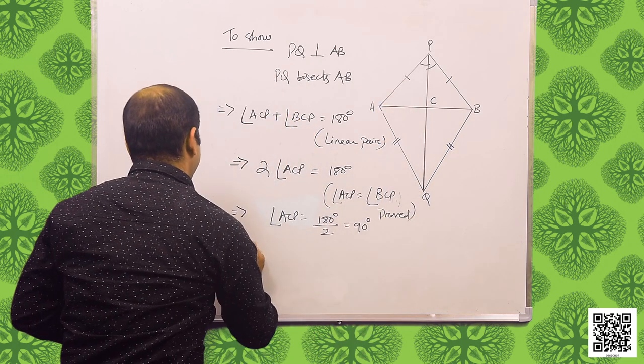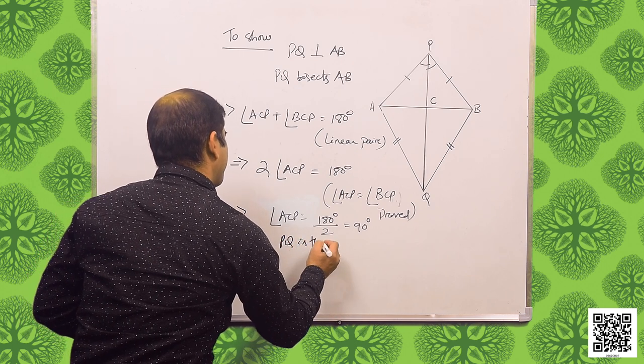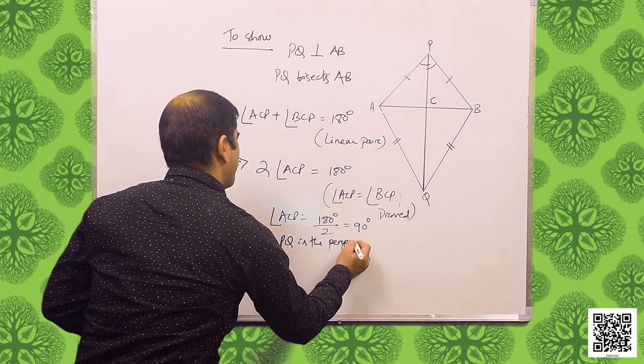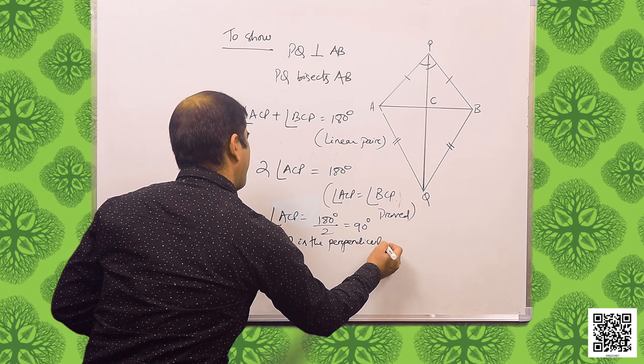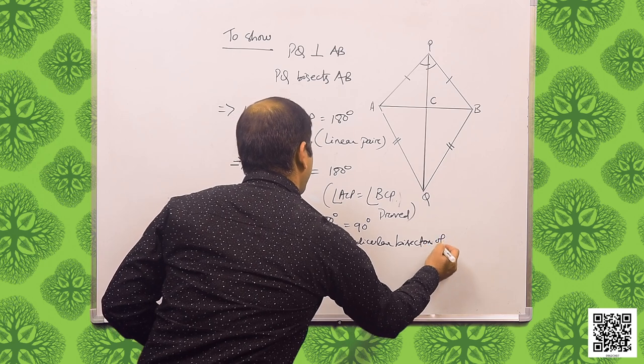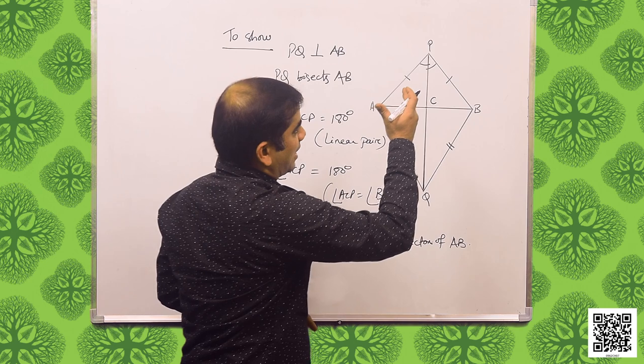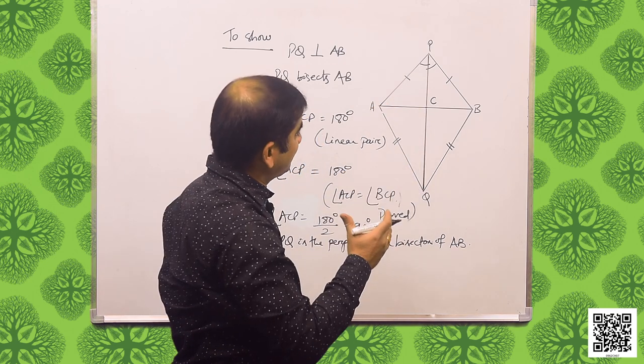So hence, PQ is the perpendicular bisector of AB. Okay. I am saying it again.